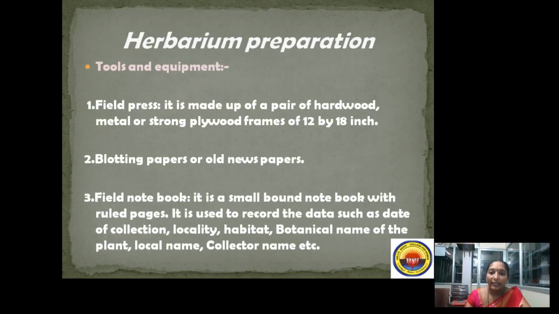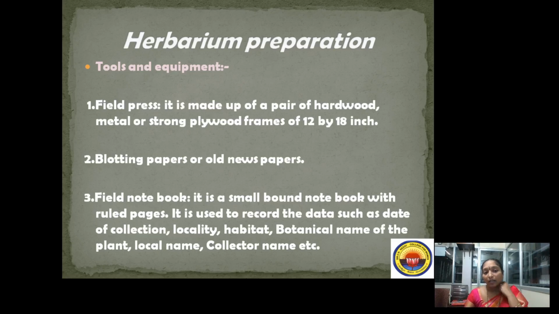And how is the herbarium prepared? First we need the tools and equipment. So what are the tools expected? The first one is called a field press. It is made up of a pair of hardwood, metal or strong plywood frames of 12 by 18 inches. So it is a field press made of hardwood, very strong and also useful to carry from one place to another.